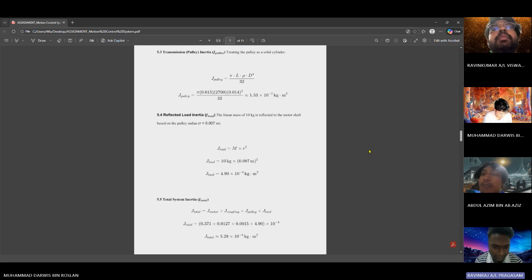The total system inertia: J motor is 0.371 plus J coupling is 0.0127 plus 0.0015 plus 4.90, all multiplied by 10 to the negative 4. The total J is 5.28 multiplied by 10 to the negative 4 kg m².